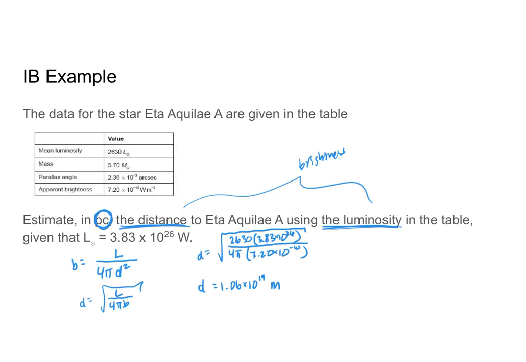So I know that my distance is 1.06 times 10 to the 19th meters. I want to convert from meters to parsecs. And I know that 1 parsec is 3.09 times 10 to the 16th meters. So I'm going to make sure I put the numbers where they go. I'm going to divide my answer by 3.09 times 10 to the 16th. And what I get is that my distance is 341 parsecs. There you go. So hopefully you all got the same answer when you tried this on your own.